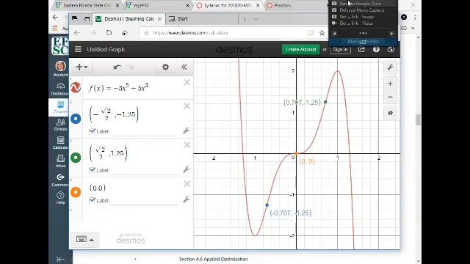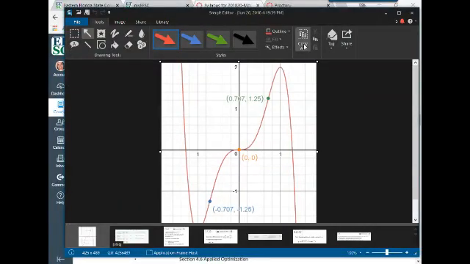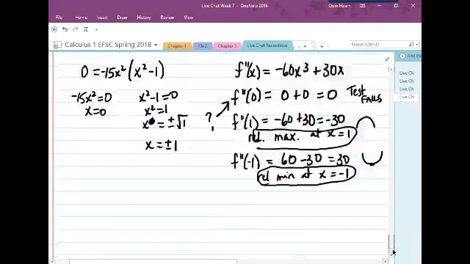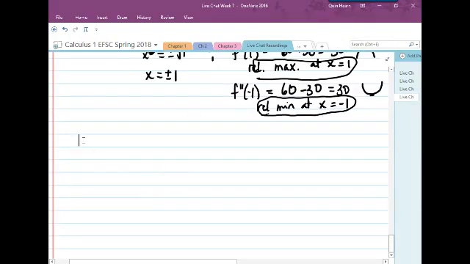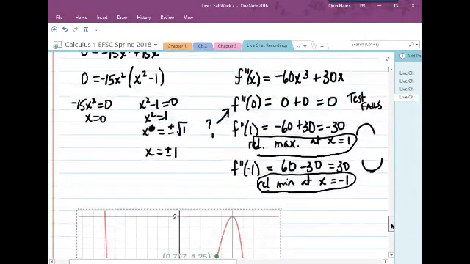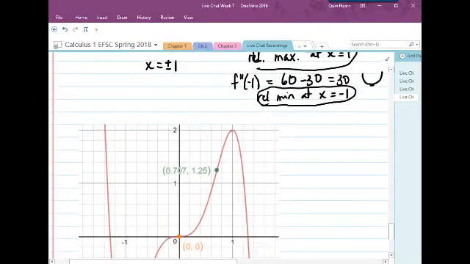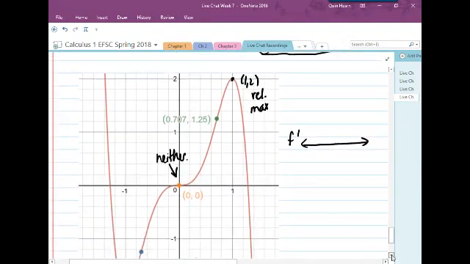Okay, so let me actually grab a picture of this real quick and stick it in our OneNote file. Put in some labels here. So at negative 1, negative 2, we have a relative min. At 1, 2, we have a relative max. And this one, we have neither, but to know for sure, you'd at least have to do your first derivative sign chart.